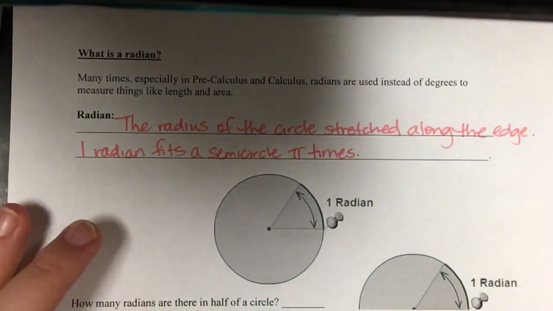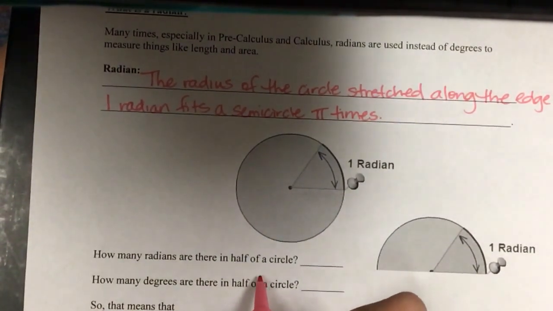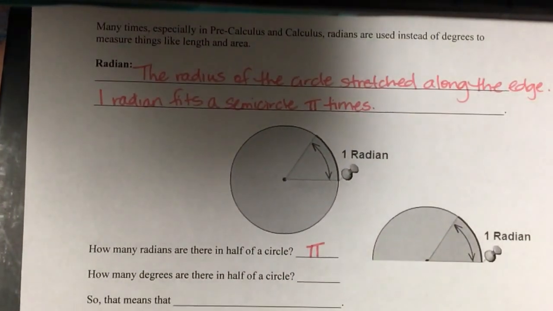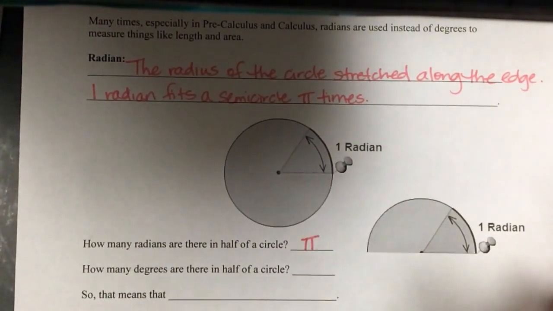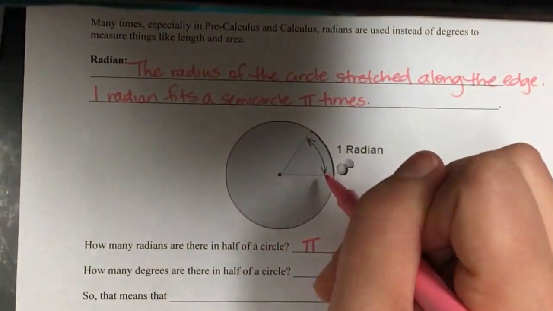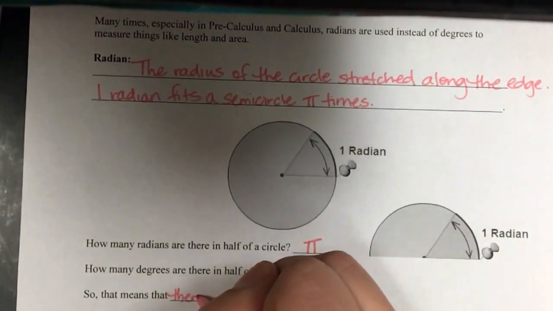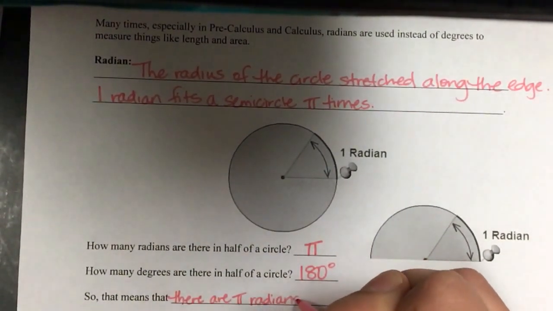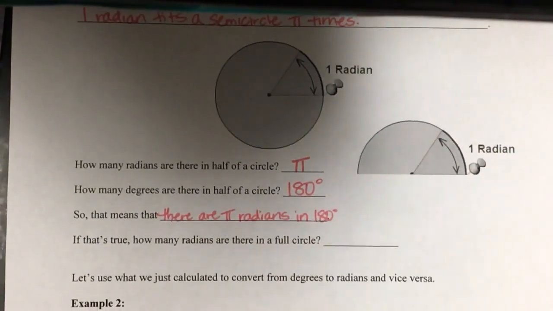So what we just said, again, is that there are pi radians in half of a circle, because that radian fits 3.14 times around half the circle. So how many degrees are there in half of a circle? You know that a semicircle is 180 degrees. So that means there are pi radians in 180 degrees.